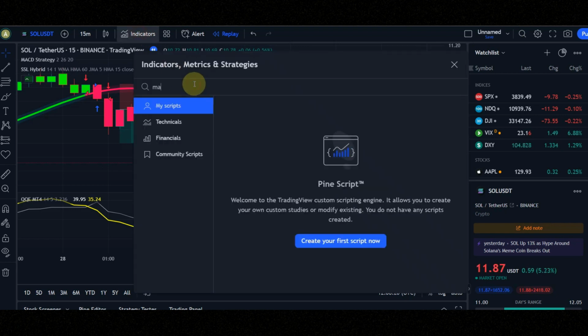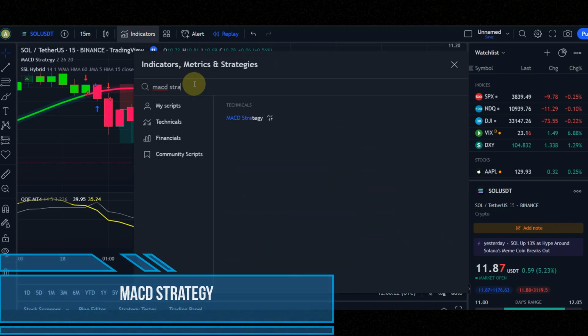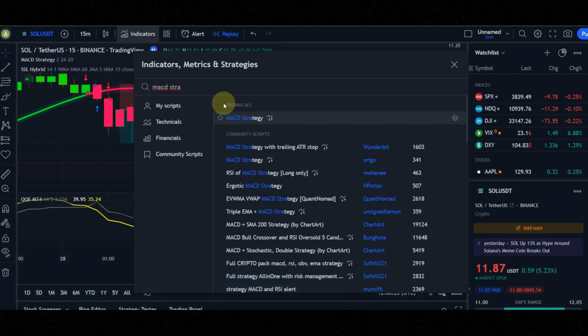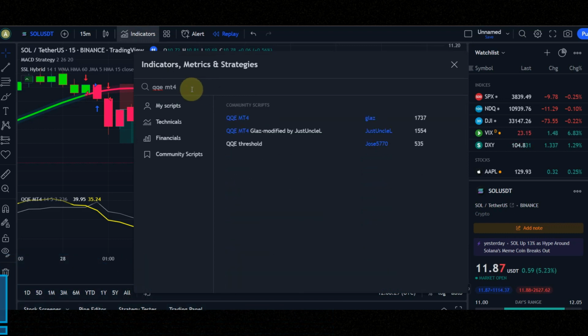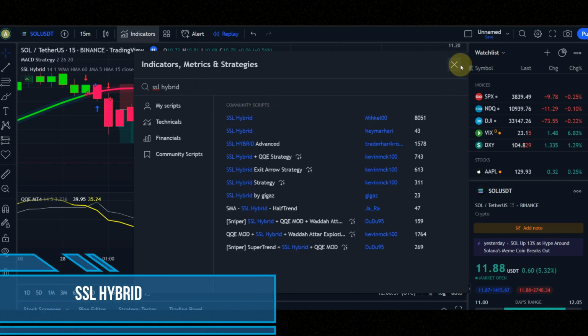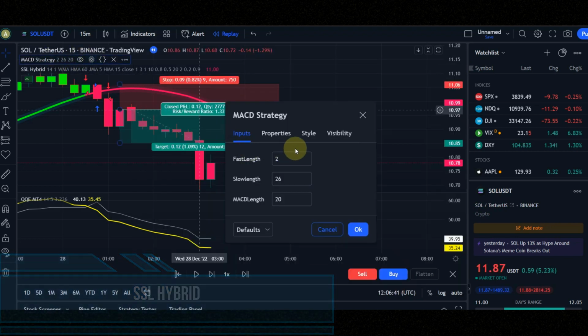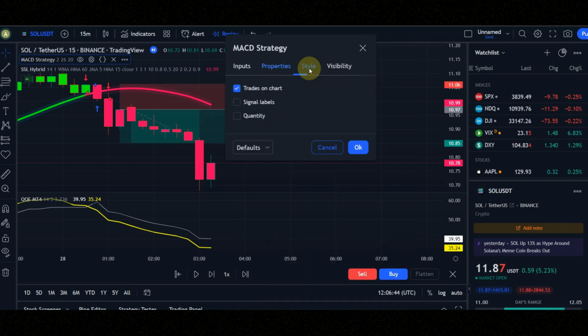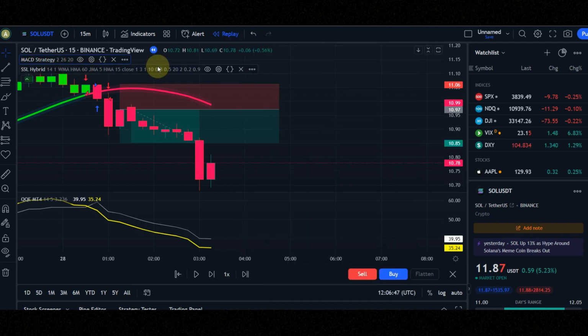Let's configure the indicators. Indicator number 1 is MACD strategy. Indicator number 2 is QQEMT4. Indicator number 3 is SSL hybrid. Set the indicator setting like me to get best result. Do not use this strategy in range market, guys.